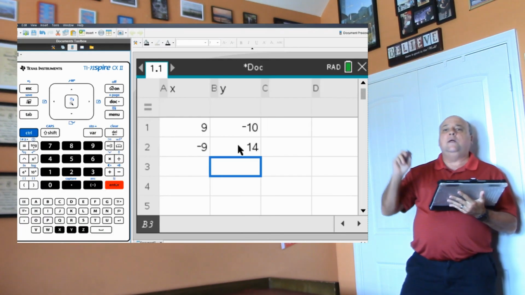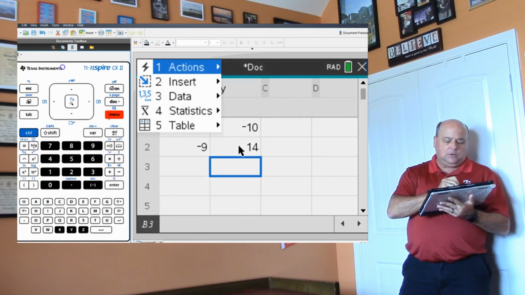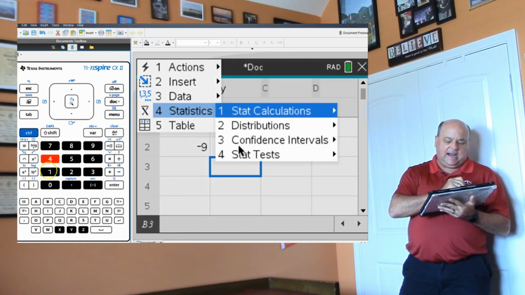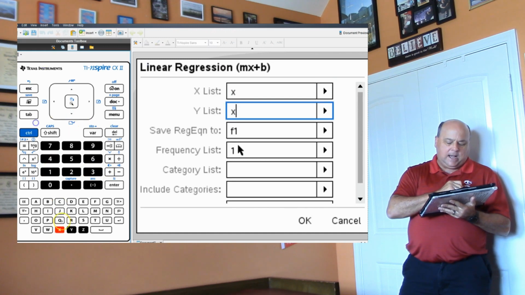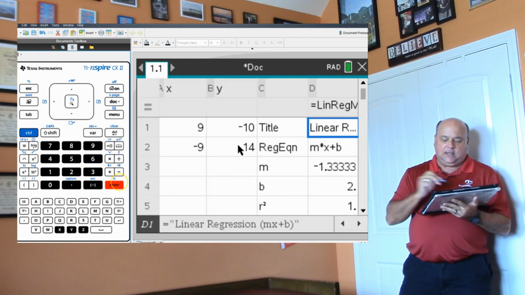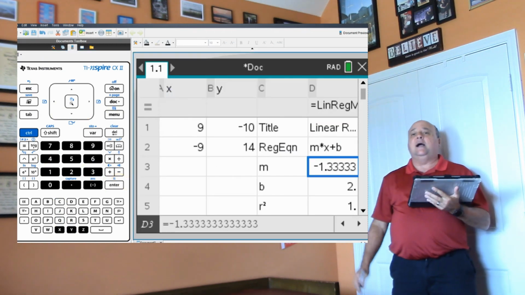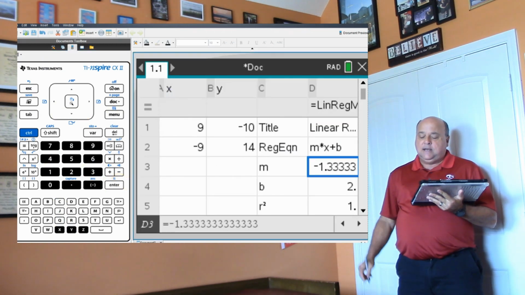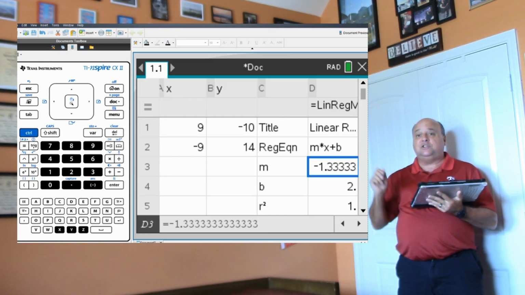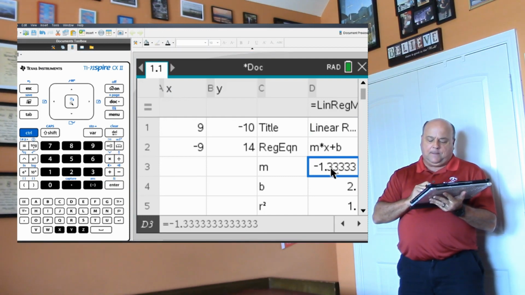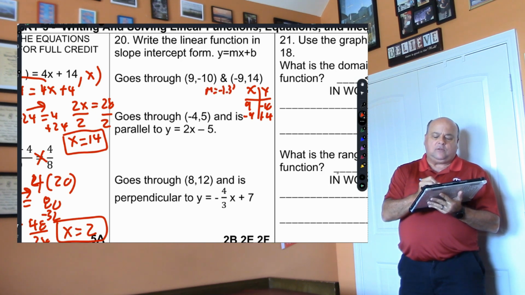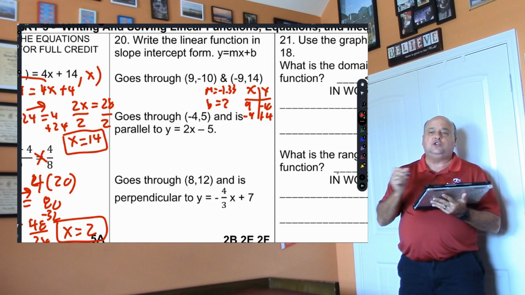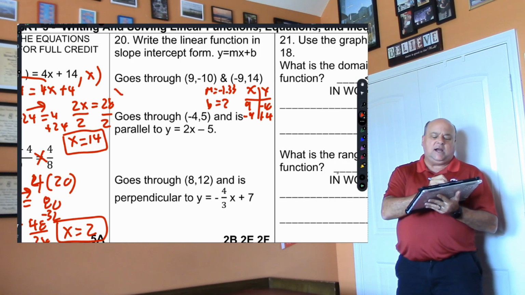So now I'm going to run the regression, menu 4 1 3. So menu 4, stat calculations, the linear regression, x down, y down, and then hit enter, and bam, I got it right here. I got to change that slope though, don't I? Negative 1.33, but my y-intercept's 2. So I'm going to go to my paper. I know my m is equal to negative 1.33, and my b is equal to 2. I got to switch that to a fraction, don't I?